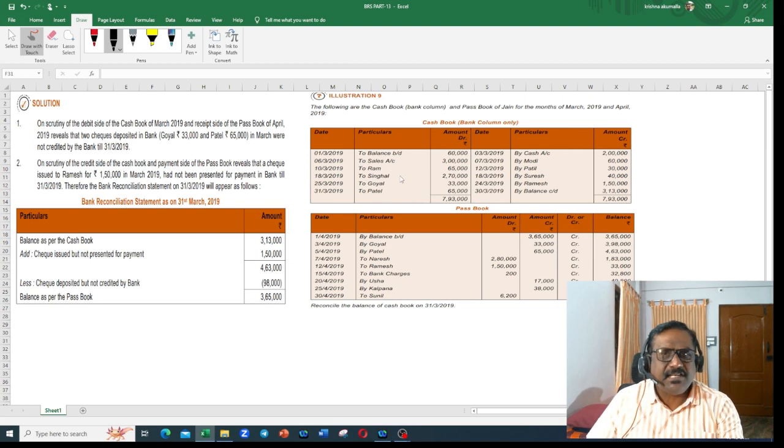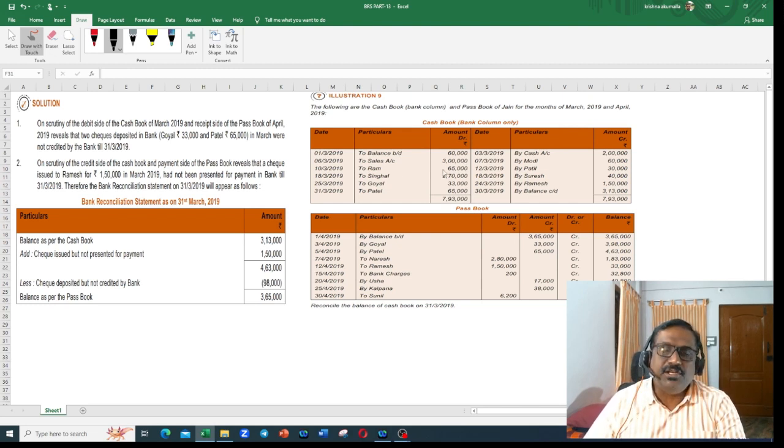See here, first understand what the concept says. To balance brought down. This is the March month opening balance, so that is not material here. To sales account 3 lakhs. What does it mean? We sold goods and the amount was deposited in the bank. That is the meaning of it.